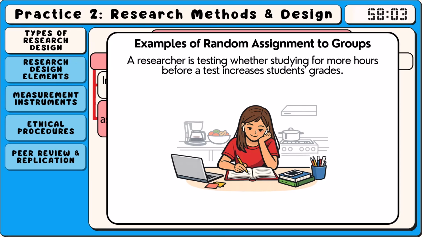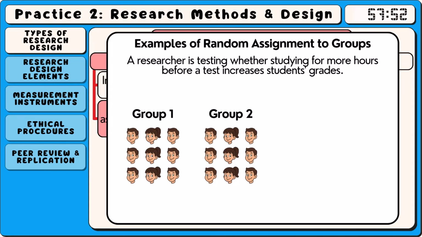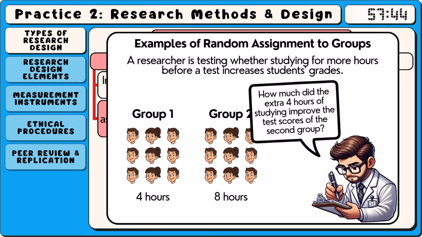To use the earlier example, we had a study where a researcher manipulates how many hours students study for a test in order to determine the effect of study time on test scores. You'll notice that the researcher split the research participants into two random groups and asked one group to study for 4 hours, and the other group to study for 8 hours. This is so the researcher can compare the two groups to see how much those extra 4 hours of studying improve the test scores of the second group.